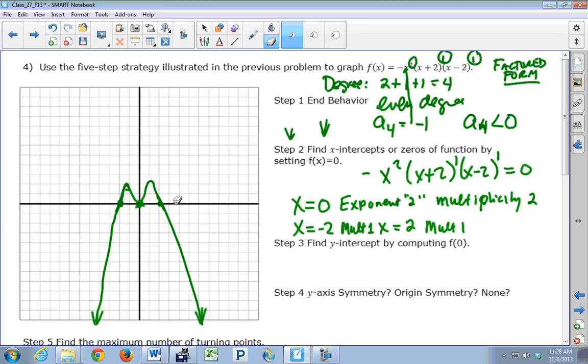Any questions? What kind of symmetry does this graph have? Y-axis symmetry, right? You can fold it right over on top of itself.